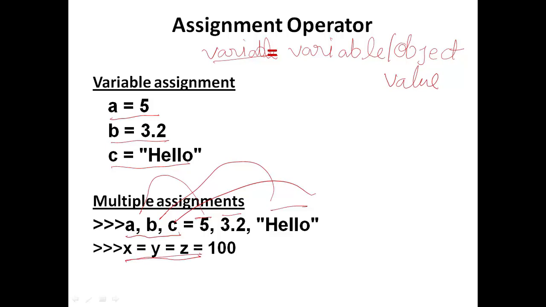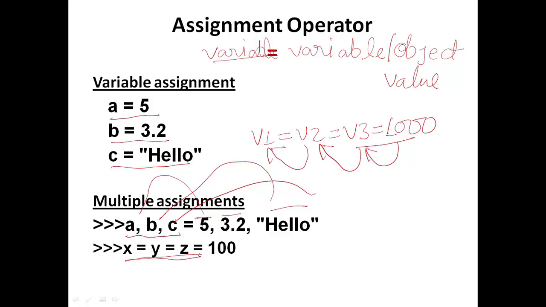There is another way to assign the same value to all variables in a single line using this syntax. You just write variable 1 assignment variable 2 assignment variable 3, and finally assign the value which you want to assign. So how it works: it first evaluates this, that is 1000 is assigned to v3, then the value of v3 is assigned to v2, and then v2's value is assigned to v1.